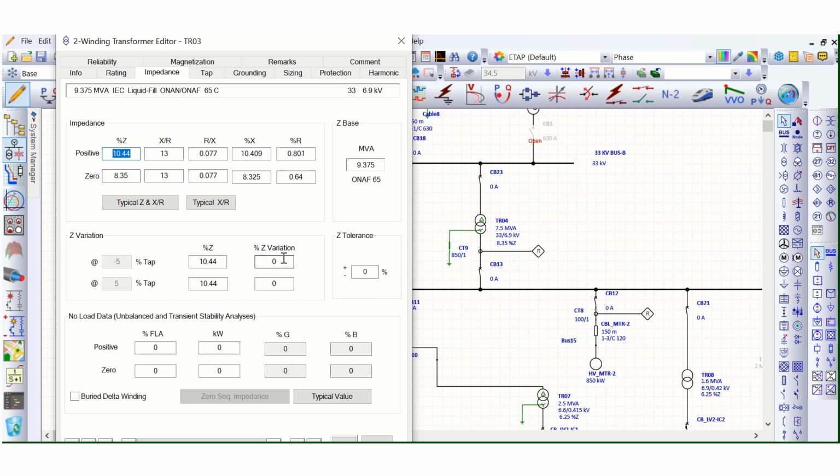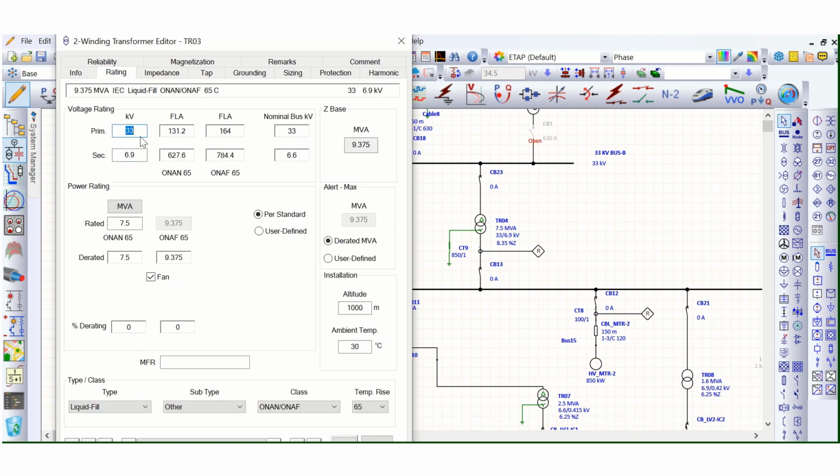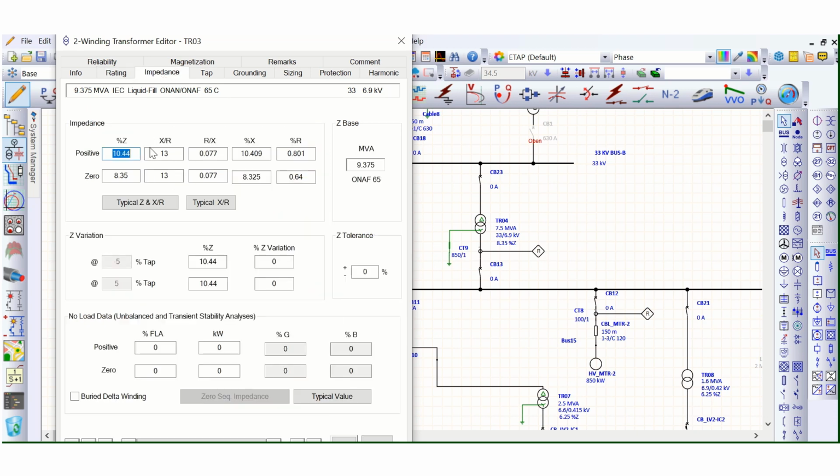So in this video, you have learned how to change this ONAN rating to ONAF rating, the transformer capacity, and based on that, how to convert the transformer impedance before carrying out the power system study, any load flow or short circuit study as well. You need to change this one, otherwise the power system analysis report will be erroneous.